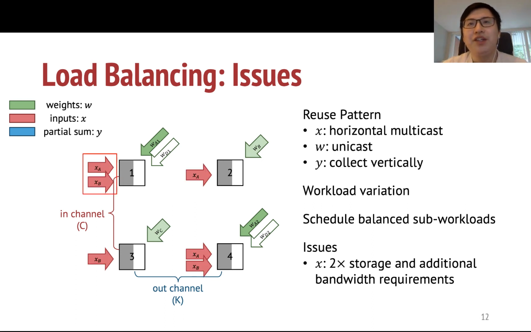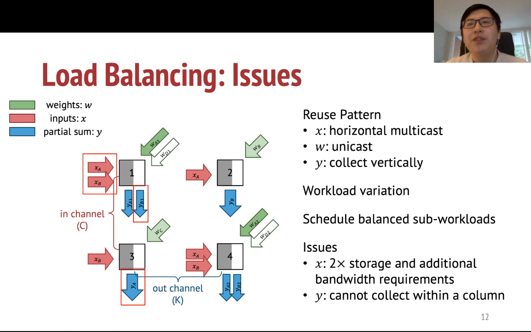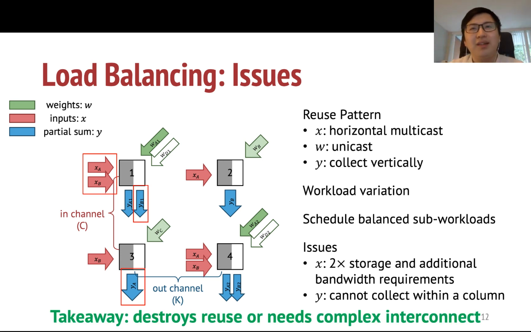For input activations, we find that some PEs are required to buffer double the content and therefore incur additional bandwidth requirements on the interconnect. For partial sums, notice that the spatial reuse pattern is destroyed and we cannot collect the partial sum working set within a column like before. The takeaway is that naive load balancing can destroy spatial reuse or requires a complex interconnect that exploits reuse beyond a single row or column to recover reuse.